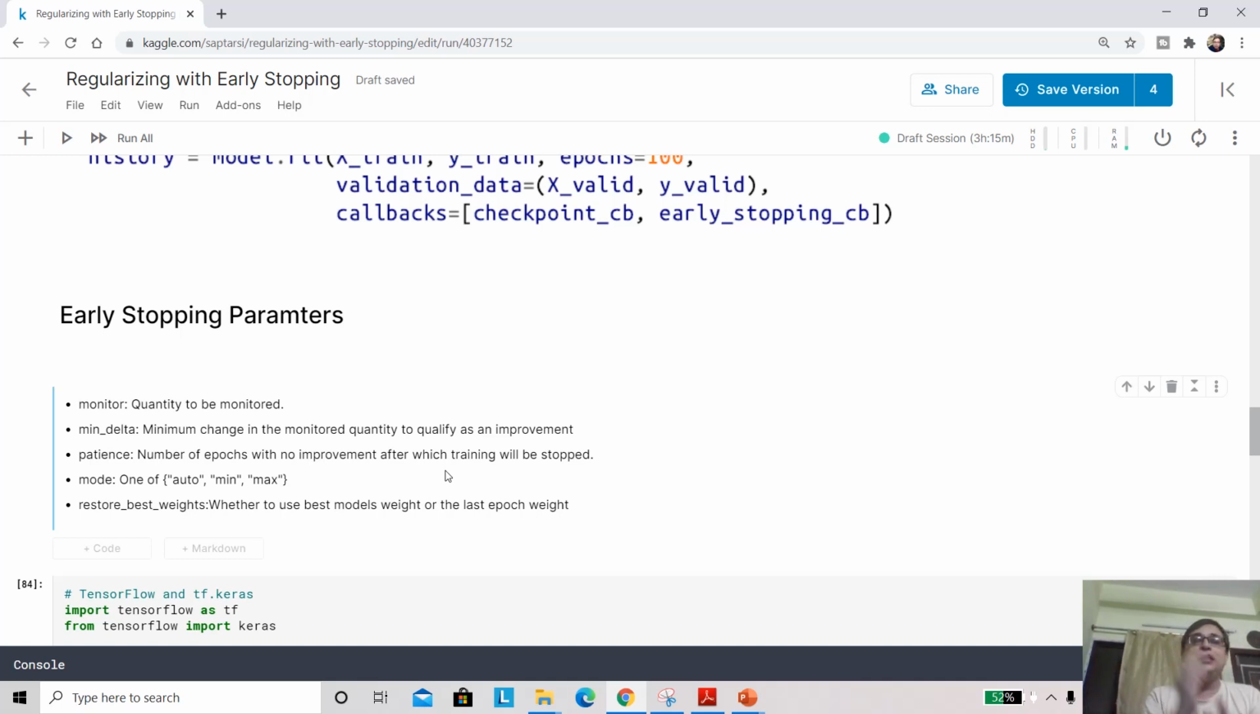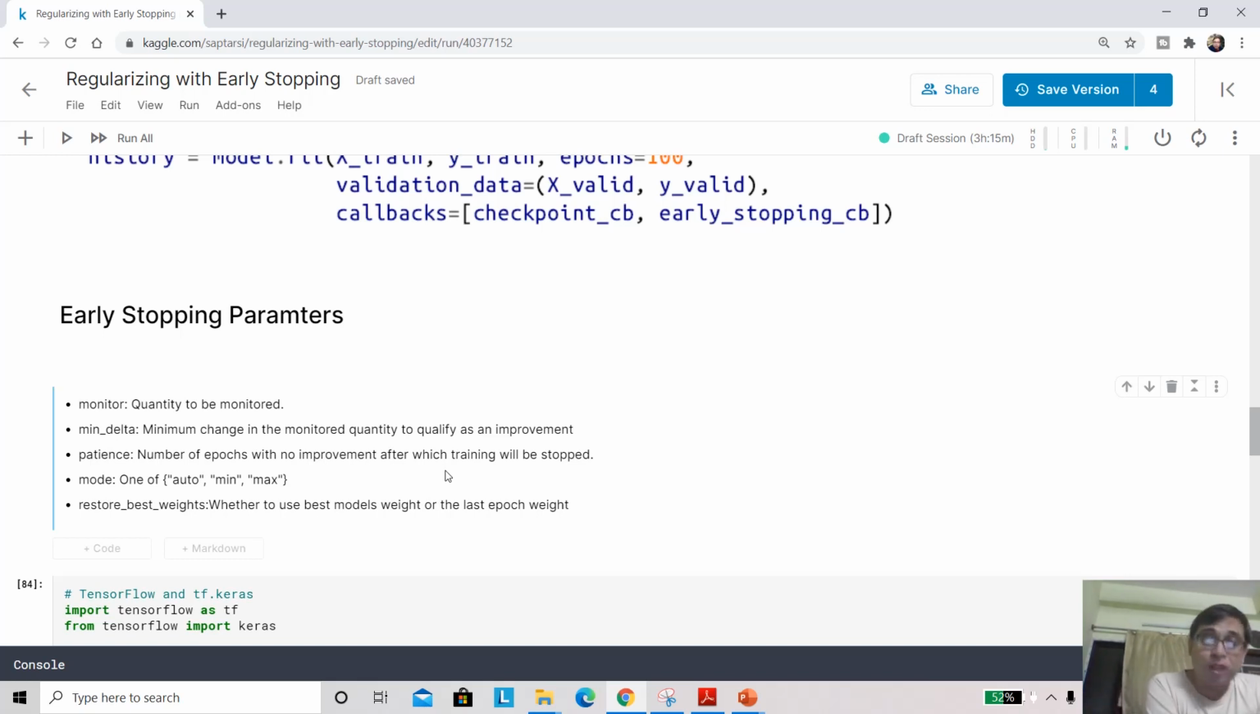So one parameter is monitor. So what is the quantity that you want to monitor? So you are just going to attach some kind of a sensor, a visual sensor, to the quantity that you are going to monitor from the window. Okay, min delta is the minimum change in the monitored quantity. So how much you will allow to consider it as an improvement, what is the precision? Patience.